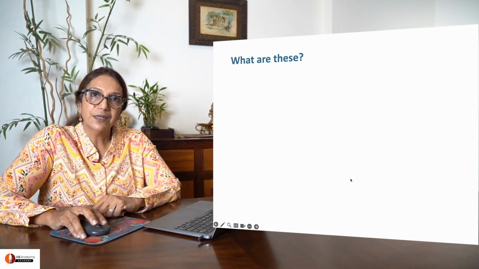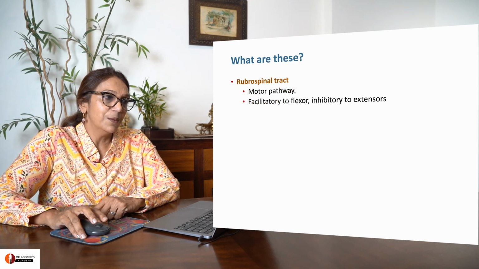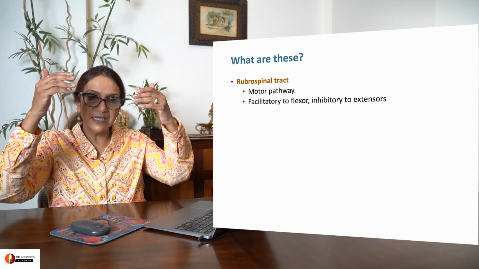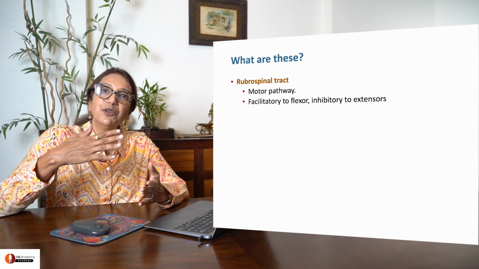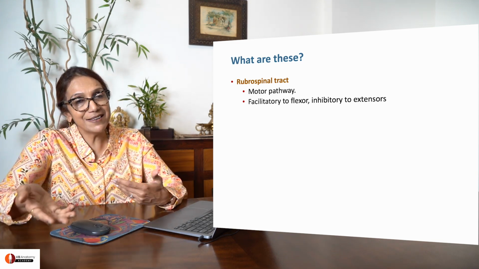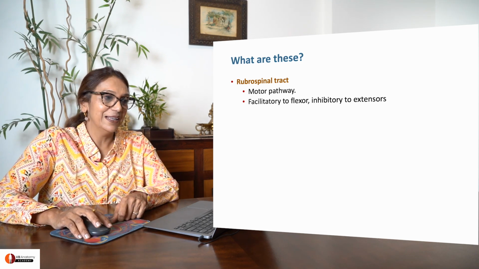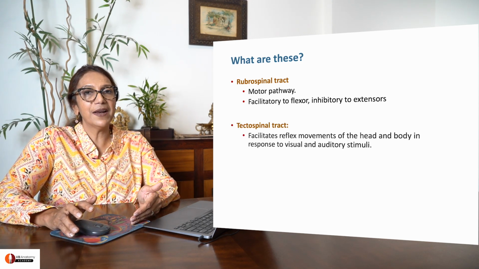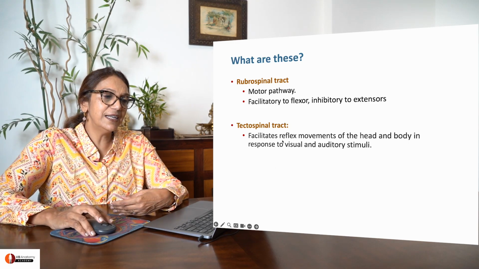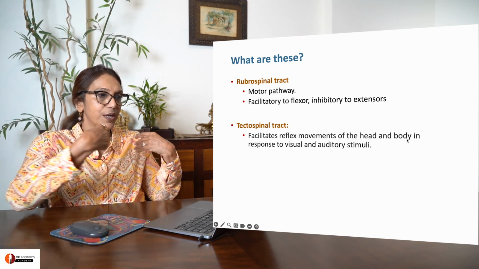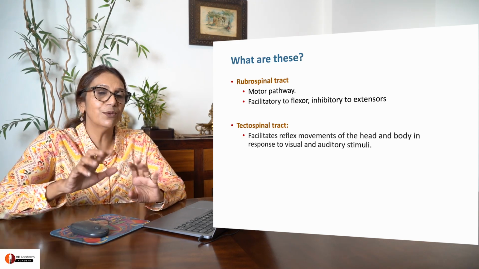So what are these? What is rubrospinal tract? It's a motor pathway which is descending down. It's a part of extrapyramidal system, facilitatory to flexors, inhibitory to extensors, brings about motor activity. We've done this earlier. Okay, what is tectospinal tract? Comes descending downwards. It facilitates reflex movements of the head and body in response to visual stimuli. We're going to do this in detail, don't worry.